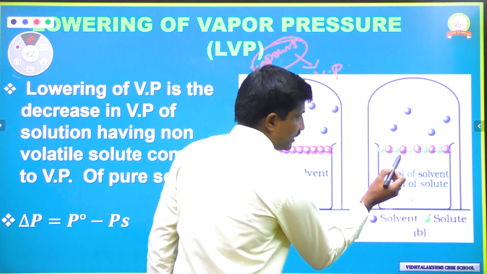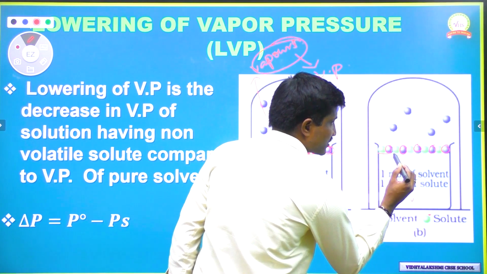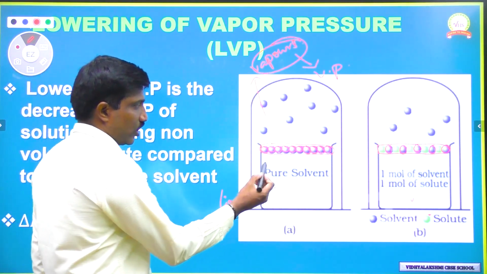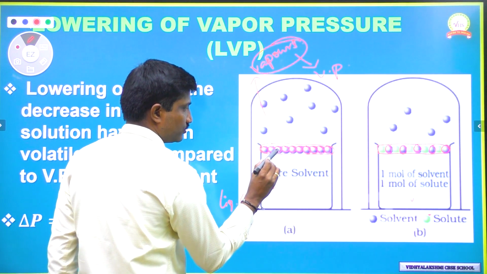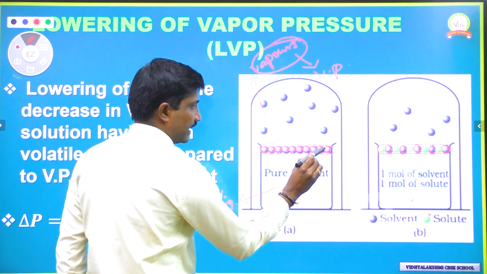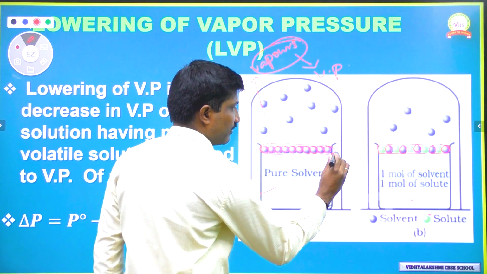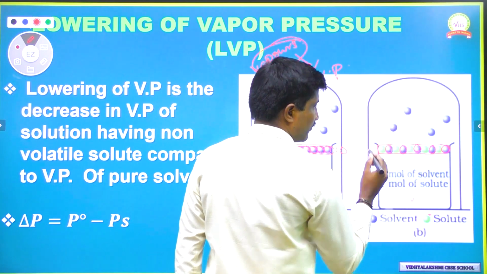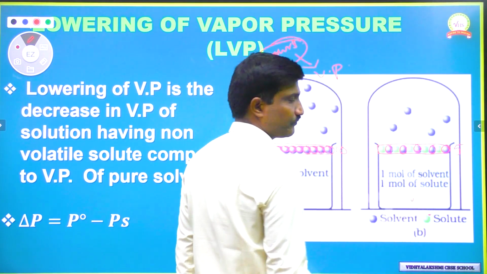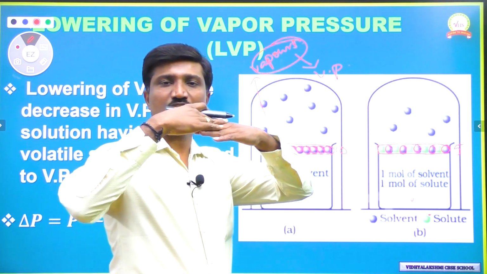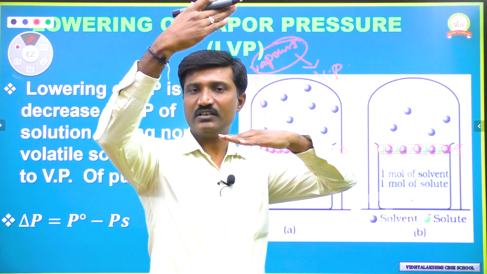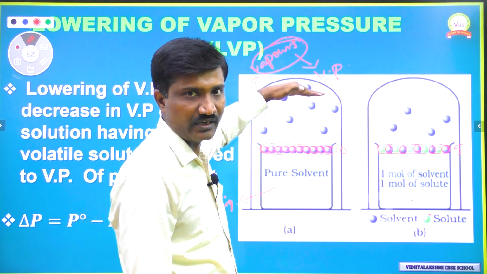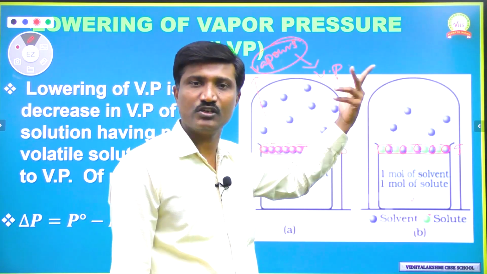Now, if we compare the number of solvent molecules on the surface, how many solvent molecules are there here? 1, 2, 3, 4, 5, 6, 7, 8, 9, 10. So 10 molecules are present on the surface. But in this case, only 1, 2, 3, 4, 5 are present on the surface. When the number of solvent molecules on the surface is more, the vaporization process is more, so more vapor molecules are present above the liquid, and the pressure exerted by those vapors is also more.